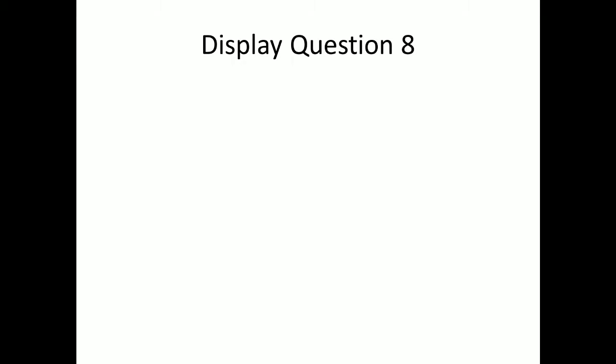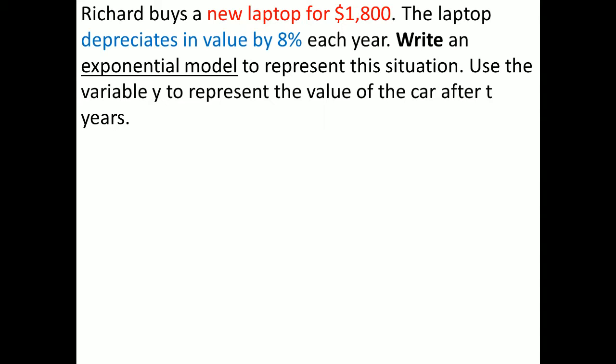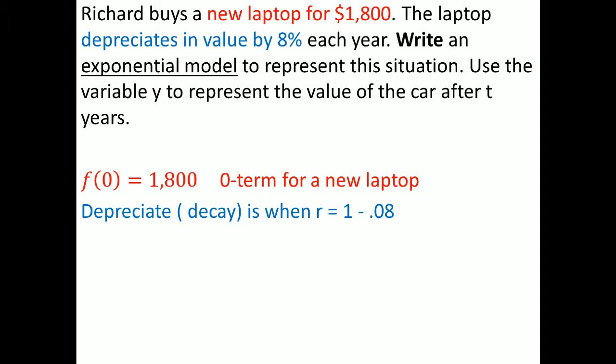Let's look at question 8 now. Richard buys a new laptop at $1,800. The laptop depreciates in value by 8%. You're going to write an exponential model to represent the situation. Here I see that the new laptop is the 0 term, because nothing has happened yet. It's depreciating, which means it's a decay. When it's a decay, it's going to be 1 minus something. In this case, it's 8%.